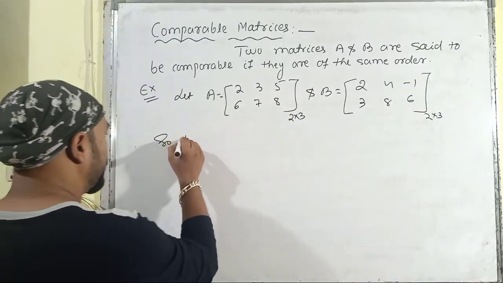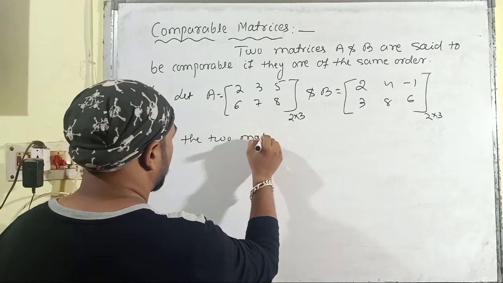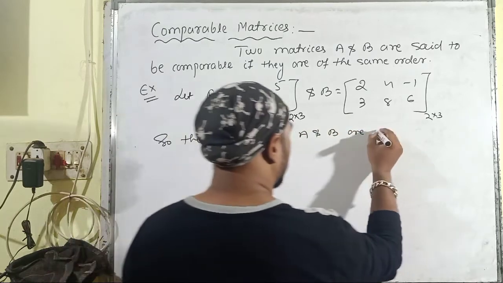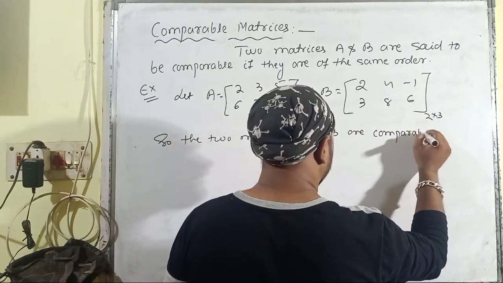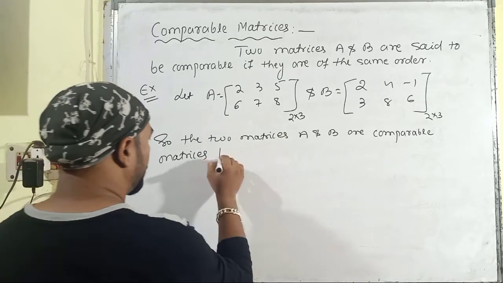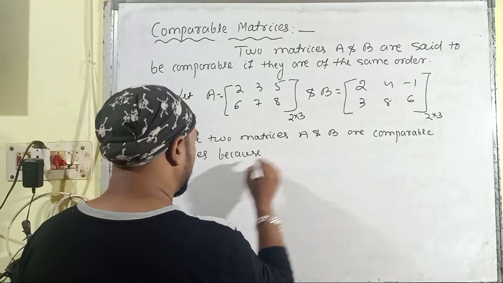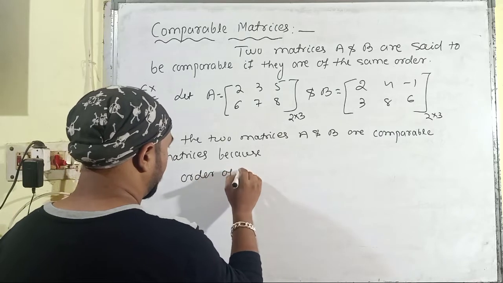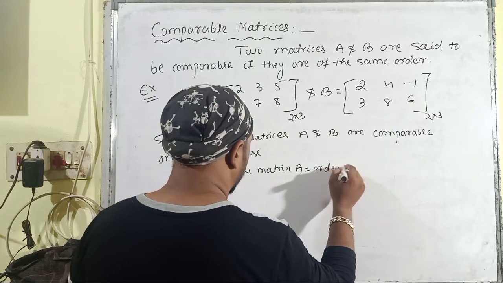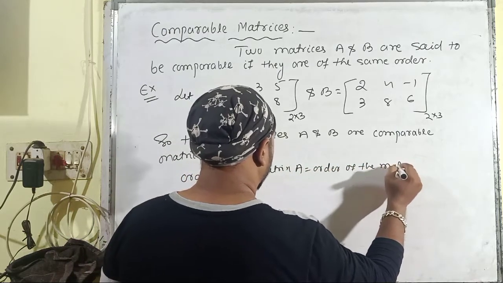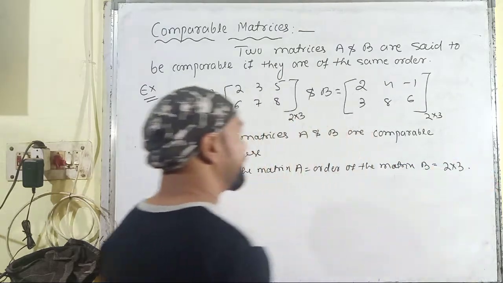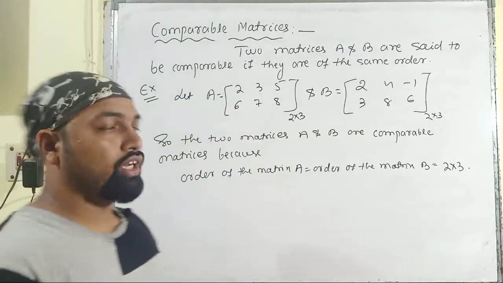So the two matrices A and B are comparable matrices because the order of the matrix A is equal to the order of the matrix B, which is 2 cross 3. So here it is, the comparable matrices.